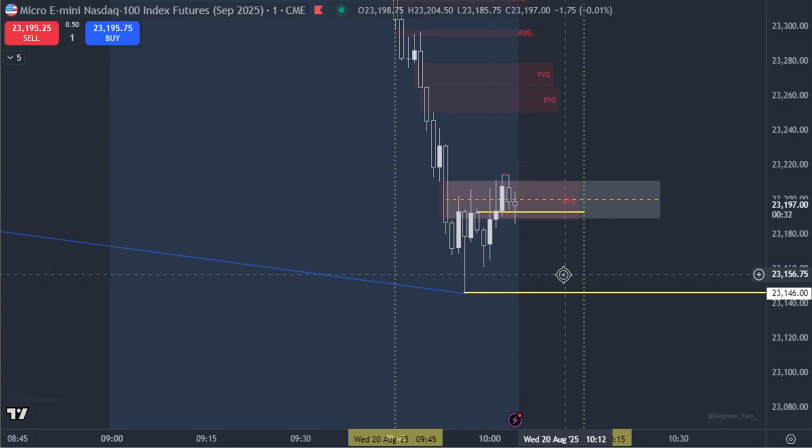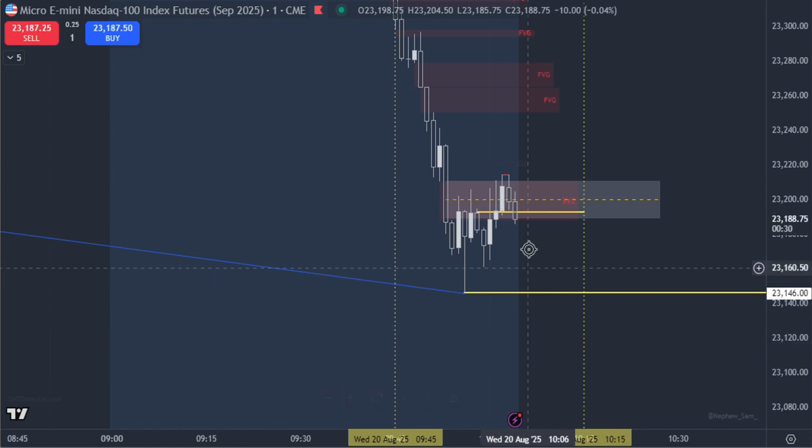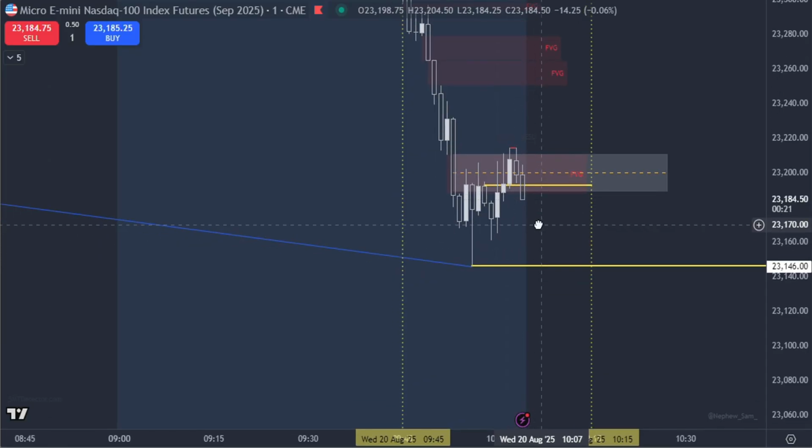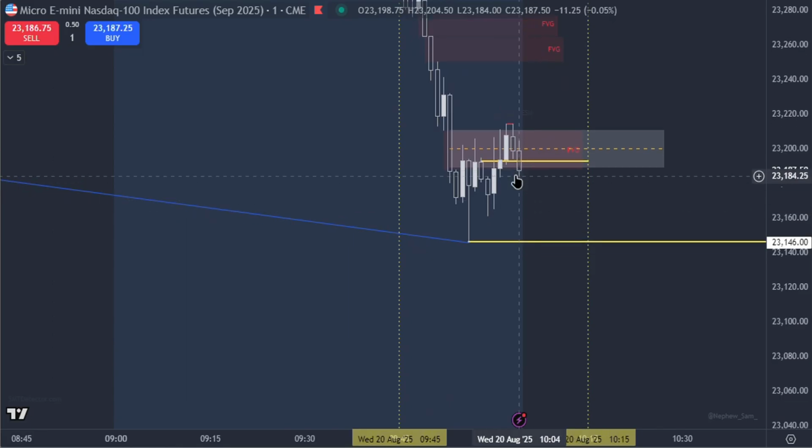Just to be clear, I wouldn't be looking for longs and I wouldn't be looking for shorts, because this is like nothing. I just wouldn't be trying to short from right here.